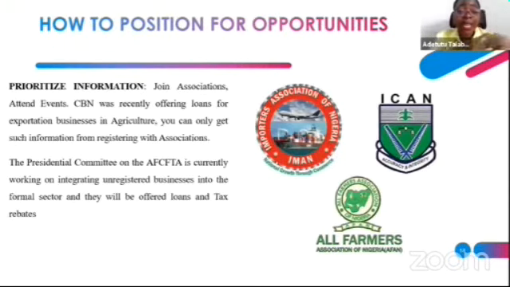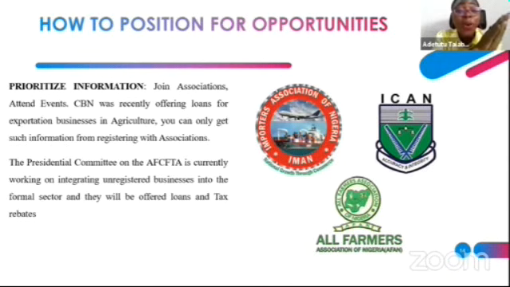And now, as an SME, how can you position for opportunities? The reason why I'm speaking on this is because currently the regulatory frameworks are still being worked on. It means documentations, agencies that you need to come across, they are still being worked on. So while waiting for all of that, you can start positioning yourself for opportunities. And the first point of call will be to prioritize information. It's important that you join associations and be part of events. Social media has made it very easy for us. You can join one event that is going on in another African country by the click of a button.